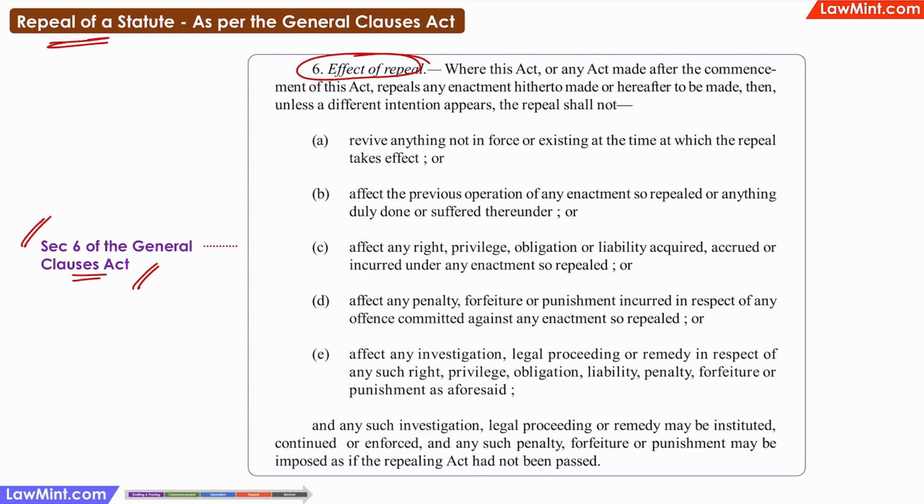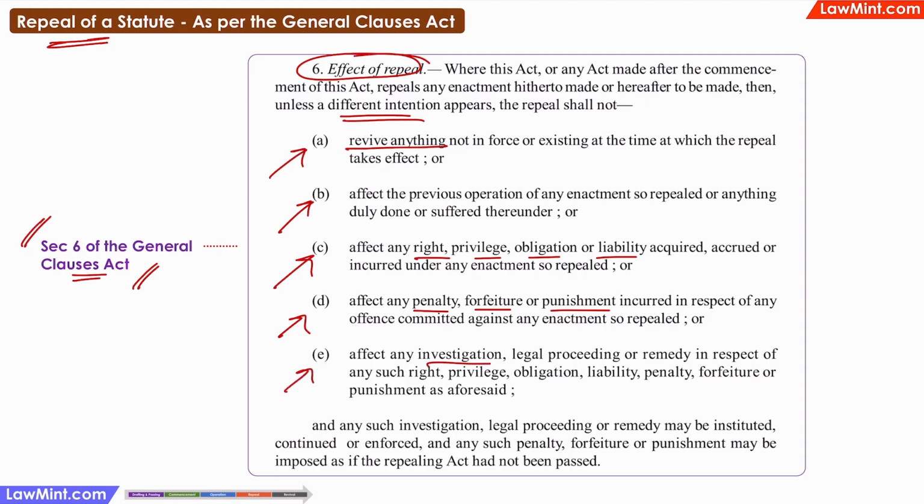This section says that unless there is a different intention specified in the repealing act, the repeal of a statute will not automatically revive anything. For example, if the Companies Act of 2013 is repealed without a replacement act, it will not automatically revive the previous Companies Act of 1956. The operation of the statute when it was active will also not change. That is, any rights, privileges, obligations or liabilities that were created when the act was in force will continue. Any penalties, forfeiture or punishments will also continue.